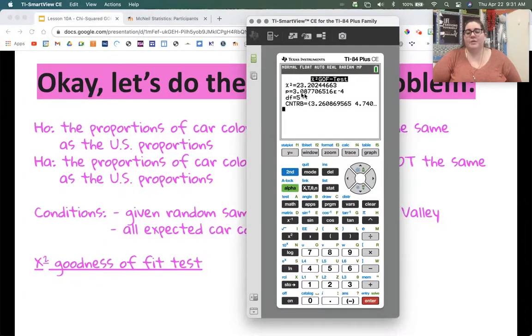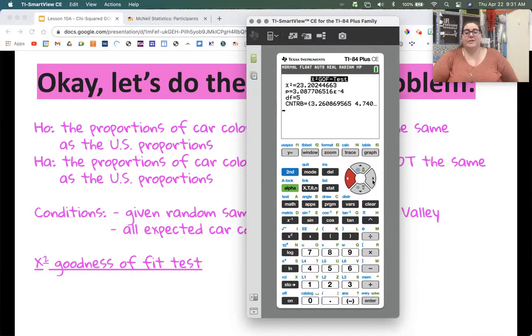But this is telling us more exactly. It's 3.08 times 10 to the negative fourth, which would be 0.00030877, etc. So it's very, very small. It also gives us, if you're wondering, the CNTRB contribution, I believe that's what that stands for. It's basically giving us each portion of the chi-squared value for each category. So the first category, the chi-squared was 3.26, and the second category, it was 4.74.